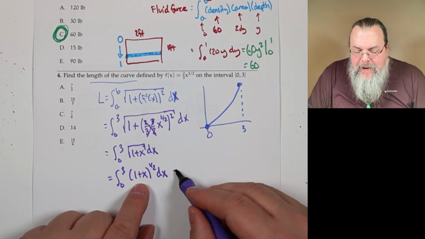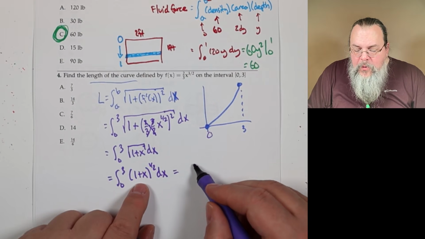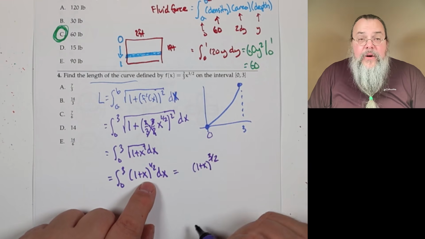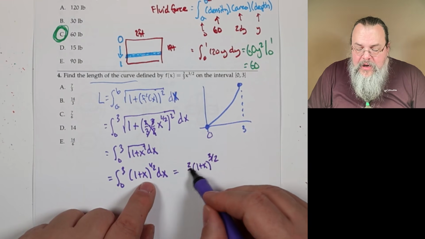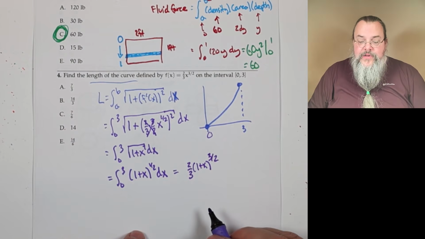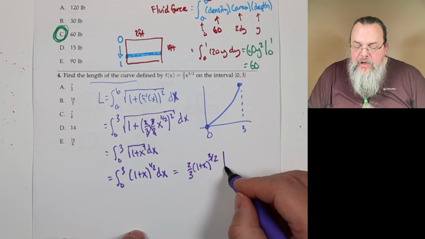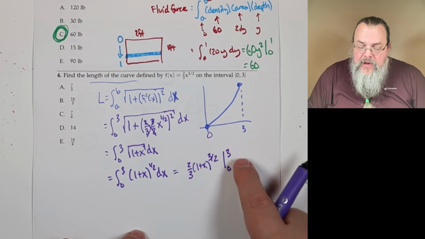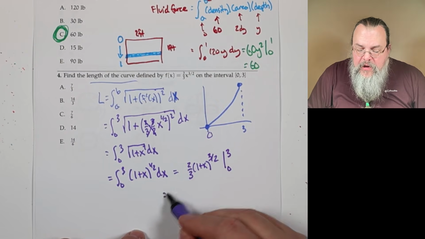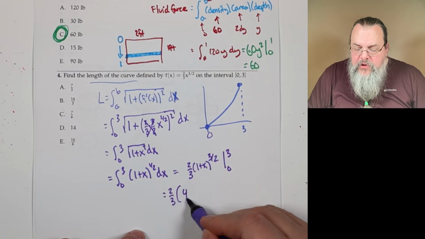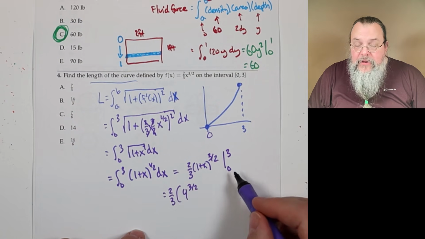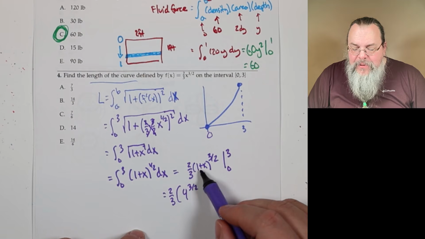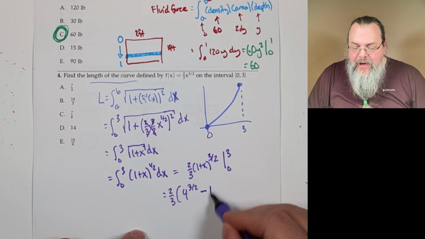So this would become the following. You would add 1 to the exponent, so that would come to the 3/2 power, and then you divide by the reciprocal of your exponent, 2/3. And we need to evaluate from 0 up to 3. So we need to plug in 3. 1 plus 3 is 4, so we have 4 to the 3/2. And when we plug in 0, you don't get 0. What do you get? Well, you get 1 plus 0 to the 3/2, which is 1 to the 3/2, right?